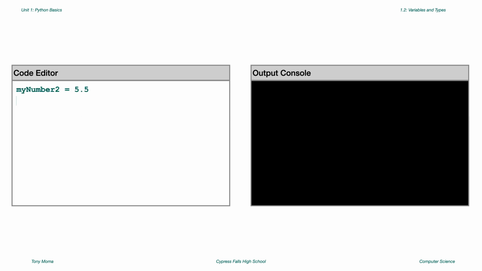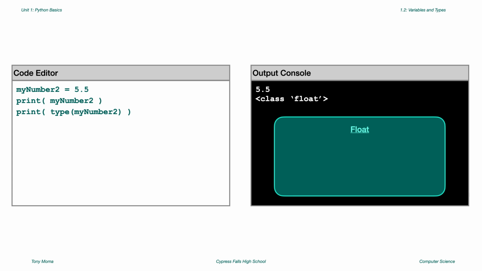Here's another example of creating a variable in Python. Here I create a third variable called myNumber2. I set it equal to 5.5, and then I print it out along with its type. I, of course, get 5.5, and for the type, I get float. What is a float? A float is like an integer, except it does have a decimal component. Examples include -3.2, 0.0, 15.7542, so on and so forth.